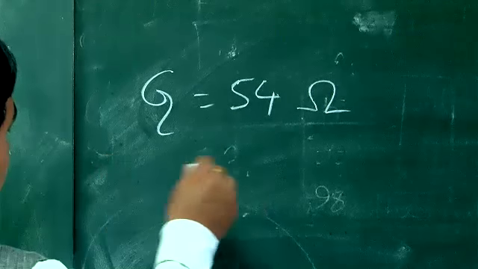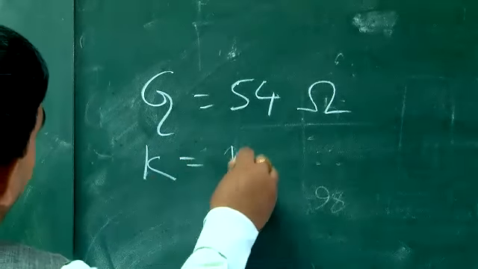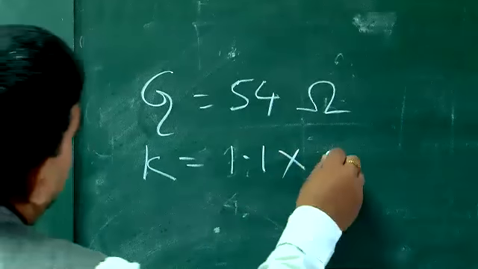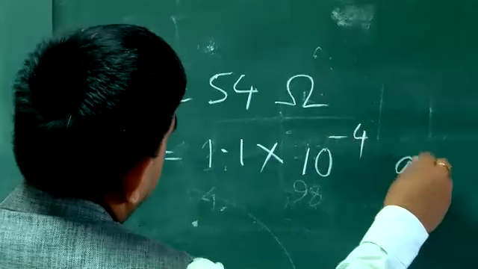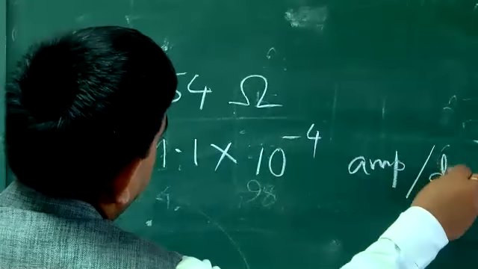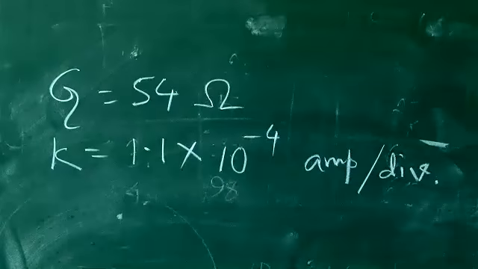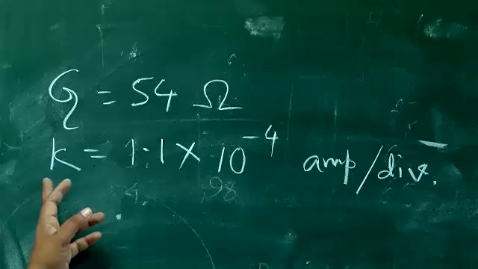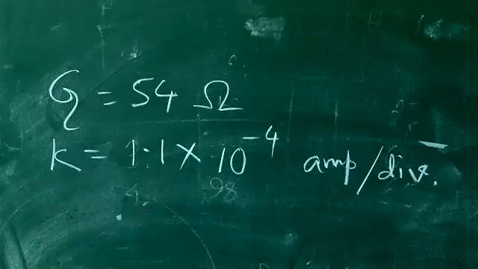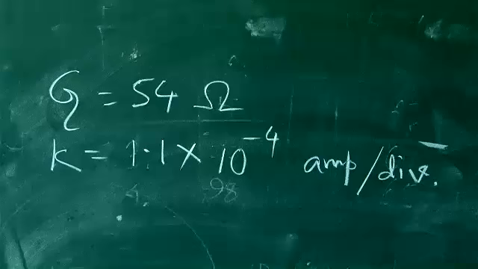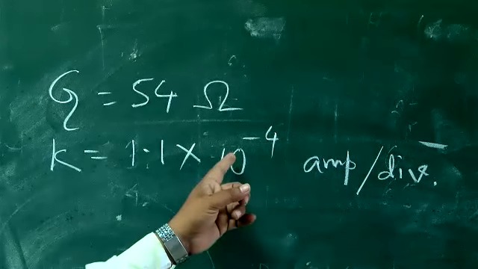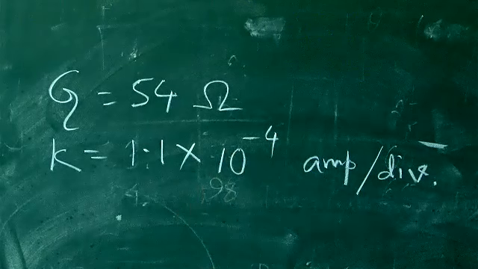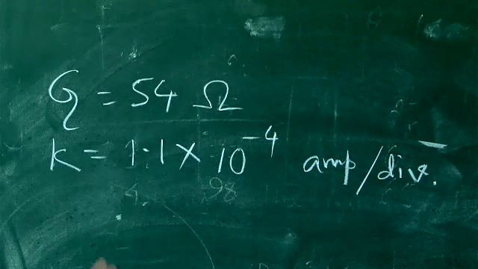And another one is the K value. K value is almost 1.1 into 10 to the power minus 4. This is ampere per division. This is the value for the figure of merit K, in the order of 10 to the power minus 4. This is the amount of current, a very small current, as you can understand. For one division deflection, the amount of current is in the order of 10 to the power minus 4 ampere, like 0.1 milliampere. So K equals this.